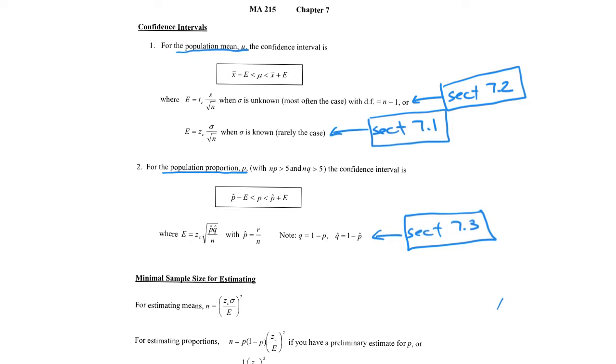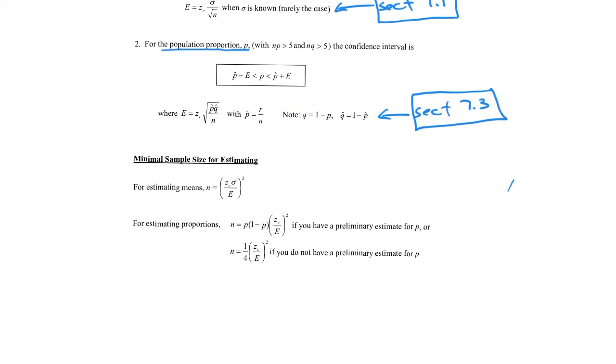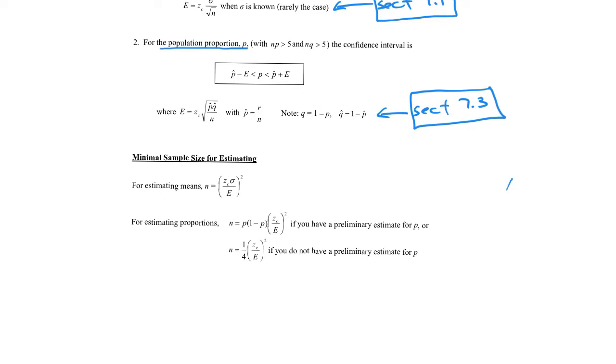We also sometimes need to know about the minimal sample size. Down here, we just have to know what we're trying to estimate. Are we estimating means? If we're estimating means, then we use this formula. This will be in section 7.1. Or if we're trying to estimate proportions, then we use these two formulas depending on the situation, but these are both from 7.3.